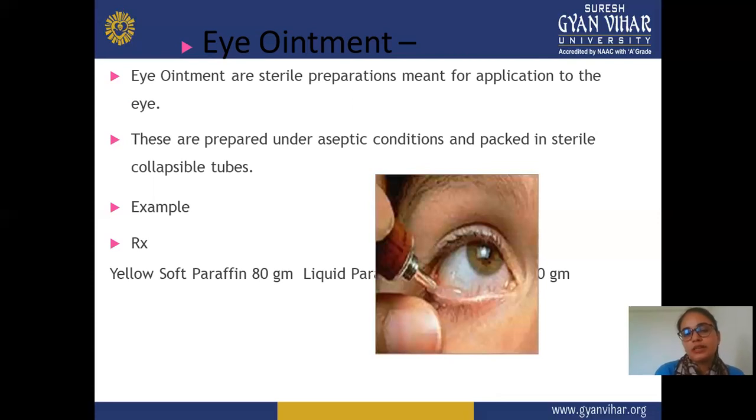These are mainly packed in a sterile collapsible tube. The container you use for packing the ointment should be sterile, and a collapsible tube is used, free from bacteria. As an example, this ointment is prepared with the help of wax. We are using different waxes, mainly yellow soft paraffin, 80 gram, and liquid paraffin, I think 50 gram or 20 gram. So these are examples of ointment preparation, in which we mainly use wax.